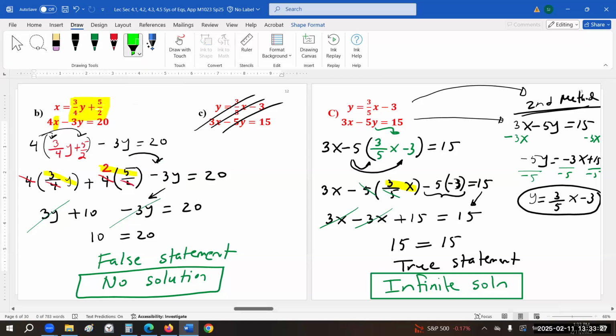And look at the first equation. What do you notice? They are the same line. Same line means they're intersecting infinitely many times. So the solution is infinite solutions. I didn't use any method. I just solved for y and compared the two equations.